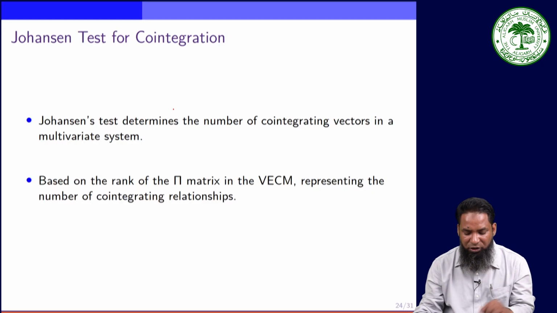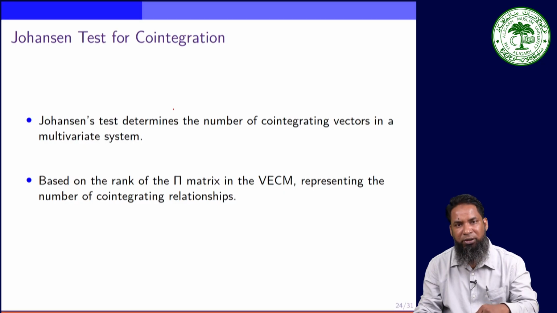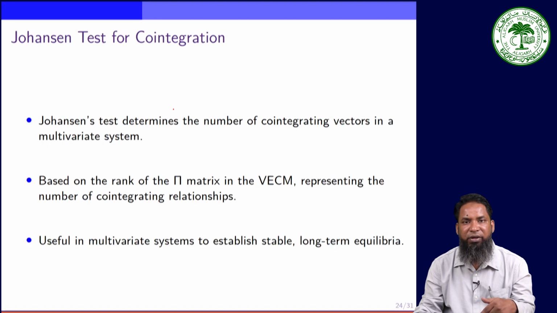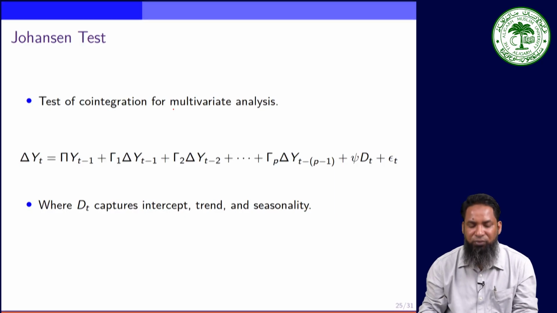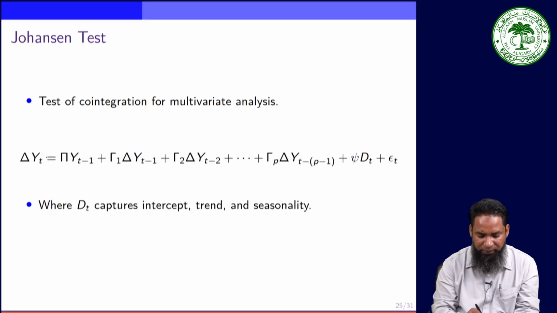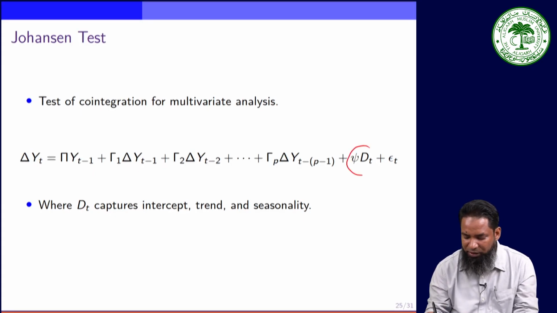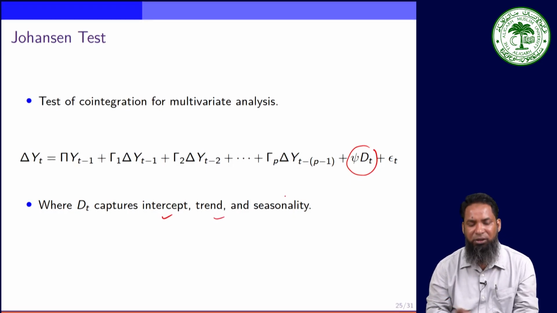So based on this, the rank of the pi matrix in the VECM represents the number of cointegrating relationships, as we have discussed here. It is very useful in a multivariate system to find out the cointegration and the stable relationship. So this is the structure we will be using for this cointegration. Delta yt is pi yt minus 1 plus tau. So this is the same structure. Here we have added this particular term to represent the intercept, trend or seasonality. All of those we may capture using the matrix Dt here.